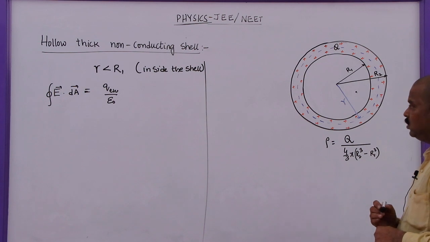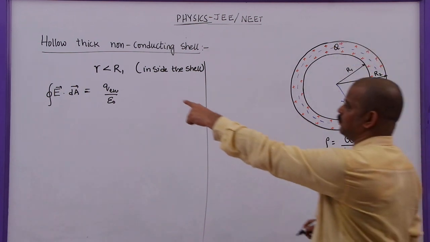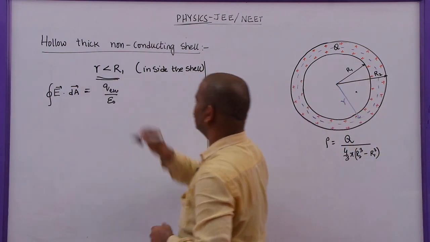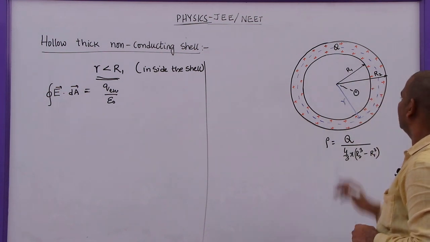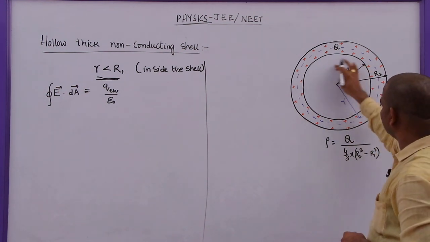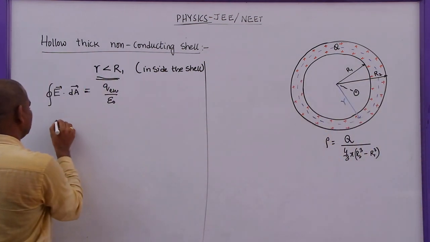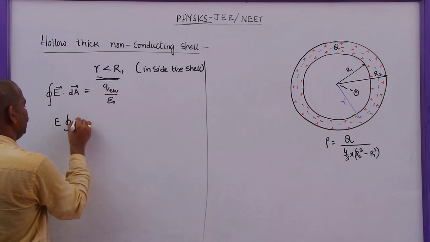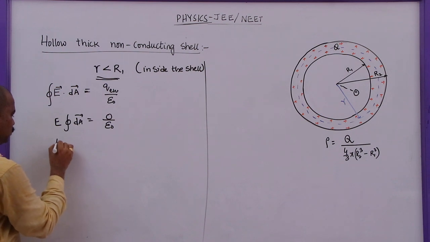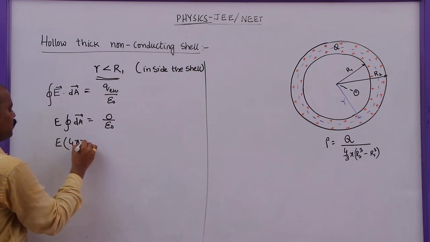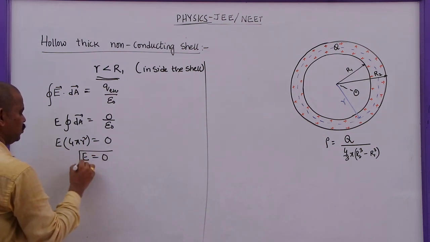This is rho. Now what is the charge within this blue color region? Here first I am finding r less than capital R1, that means at a point somewhere here. So this r is less than capital R1. Within this, what is the charge enclosed? The charge enclosed within this one is 0. So this will be E integral dA bar is equal to 0 by epsilon naught. So this is E into 4 pi small r square is equal to 0. So the electric field is 0.